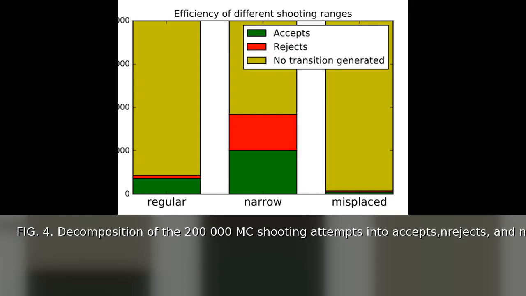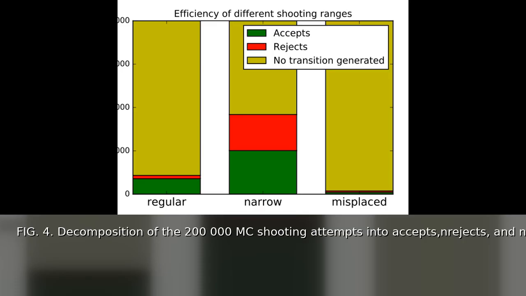In Figure 4, the authors analyze the efficiency of the shooting procedure by breaking down 200,000 Monte Carlo shooting attempts into accepted trajectories, rejected attempts, and occasions where no transition was generated. This decomposition is examined as a function of the choice of shooting range, with parameters set to a barrier height of 10 kBT, a time step of 0.03, and a diffusion coefficient of 0.01.